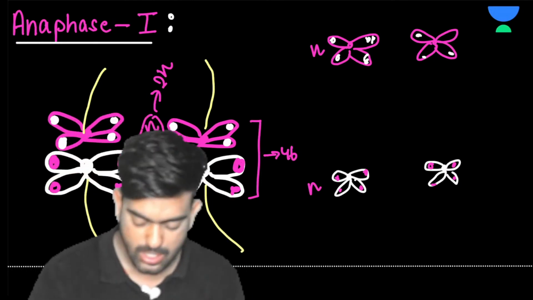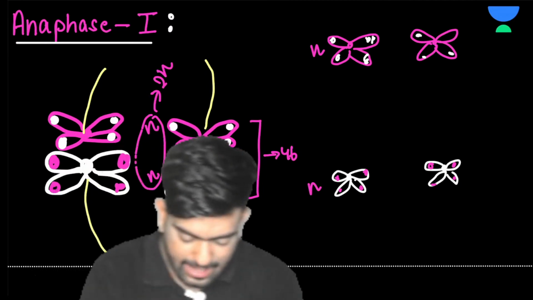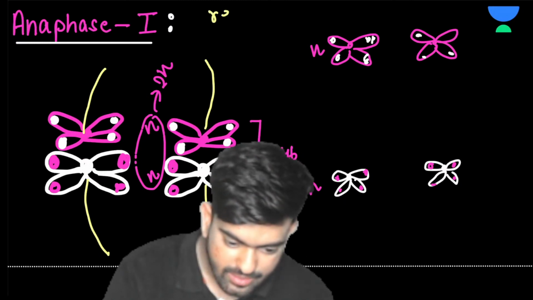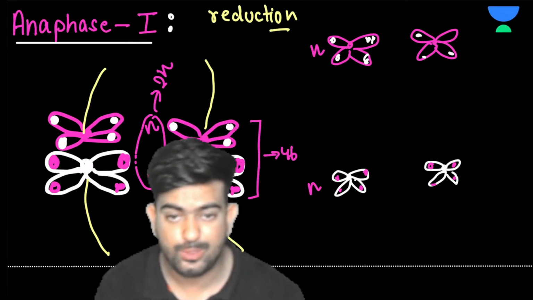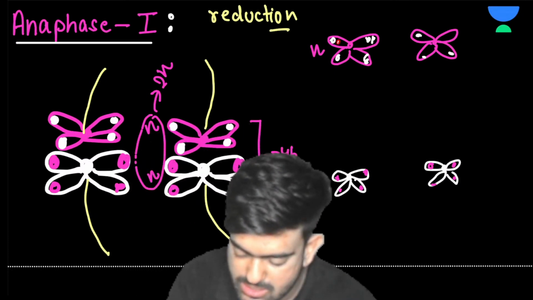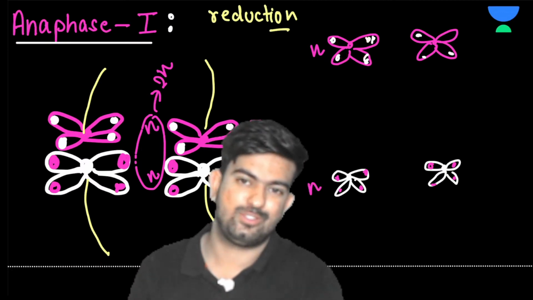Okay. So I can write here that reduction happened. What happened, sir? Reduction happened. The organism which was diploid is now converted into haploid. But do remember, these are not separated. This thing is still not separated. This will separate in anaphase 2.